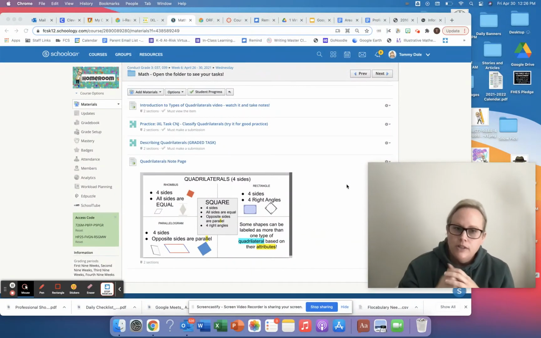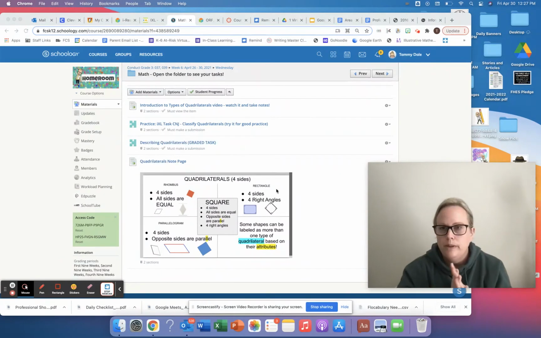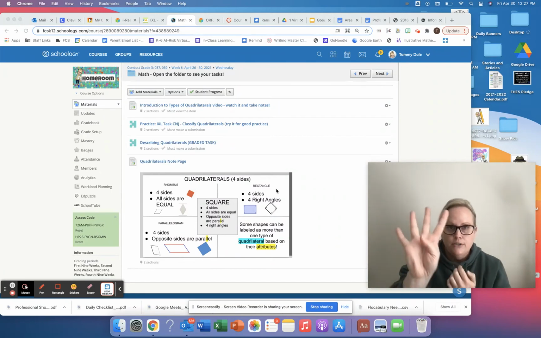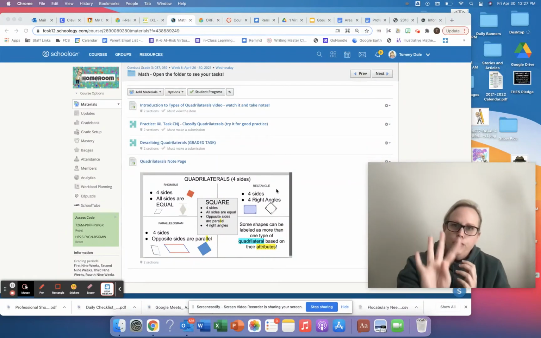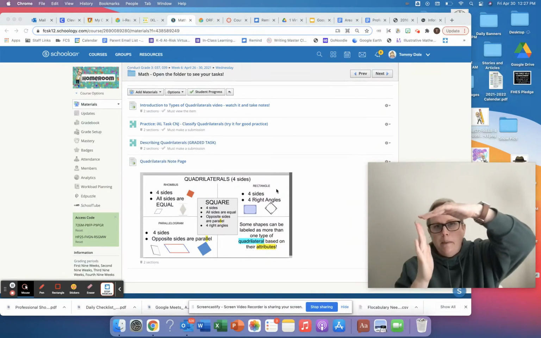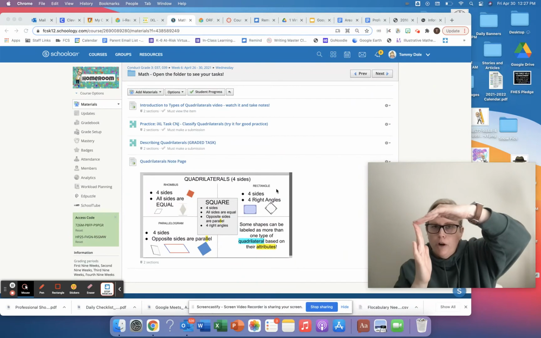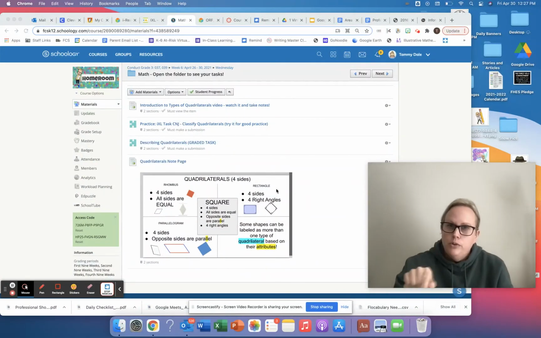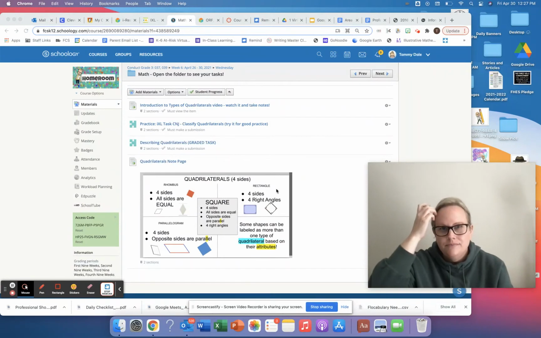So as you can see on our note sheet that I posted, and those of you who were in the Google Meet you made with me, if a shape has four sides, because it is a quadrilateral, if it has four sides and four right angles, that means every place where two sides come together, a perfect square or a perfect 90-degree angle is created. If there's four of those, it's a rectangle.